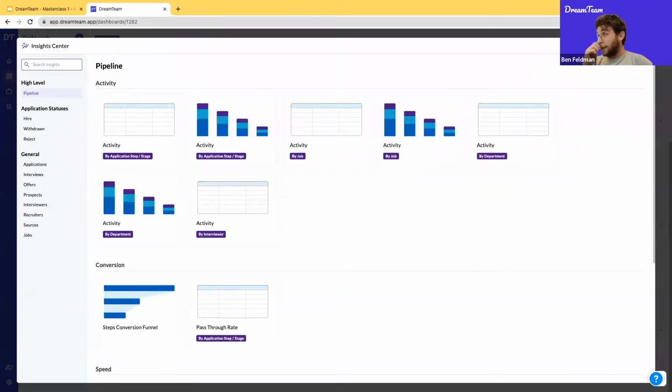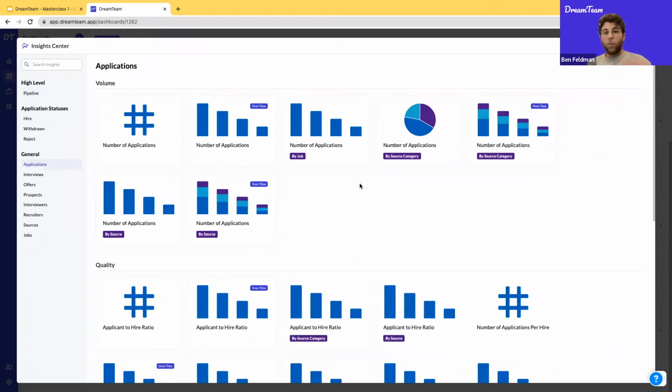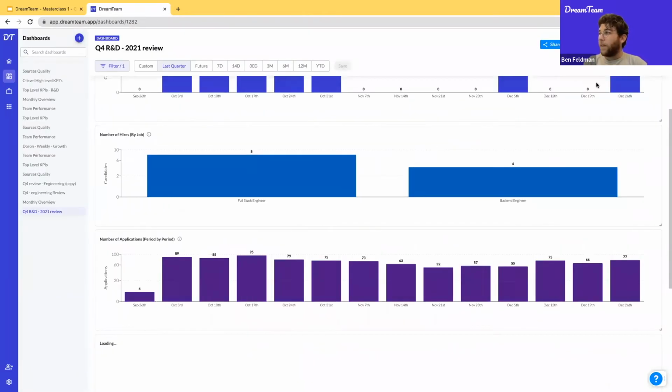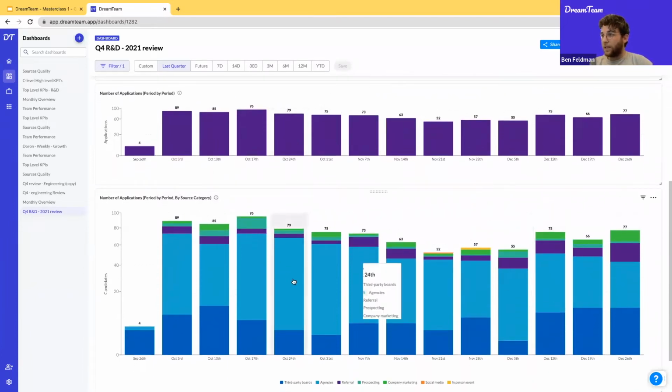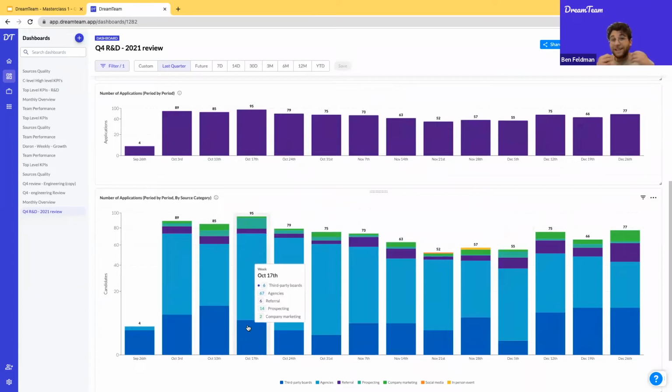So I'm going to go and add insight, and I'm going to go to applications. And I want to break down the different types of applications because we know that can come from agencies and they can come from referrals and third-party boards. So I'm going to say number of applicants over time by source category. So let's see if there's a specific one of them that is providing us interesting trends. Okay, so now we can start comparing this to this. And let's see if anything stands out to us and anything says, I wonder why that is.